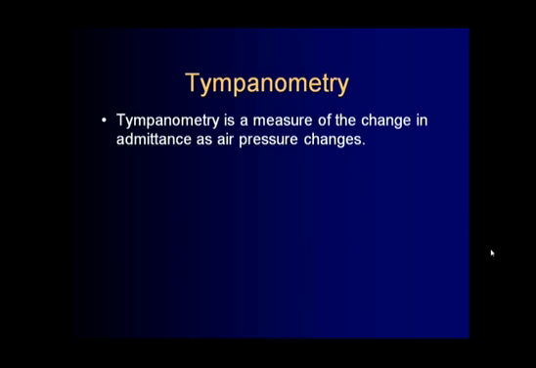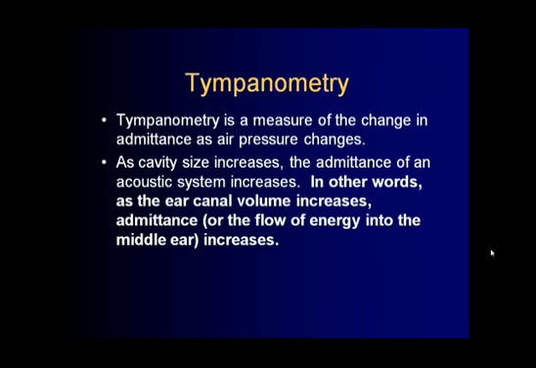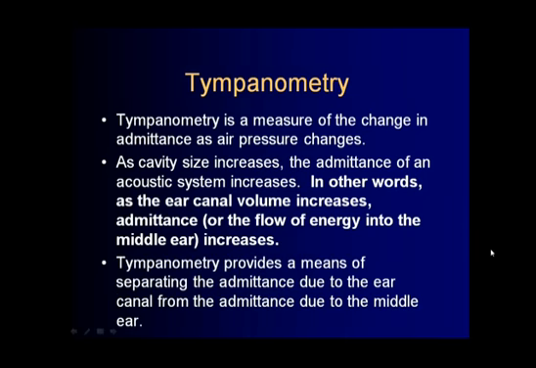Tympanometry is a measure of the change in admittance as air pressure changes. As the cavity size increases, so if we measured the size of the external ear canal, the admittance of an acoustic system increases. In other words, as the ear canal volume increases, admittance, or the flow of energy into the middle ear, increases. Tympanometry provides a means of separating the admittance due to the ear canal from the admittance due to the middle ear.